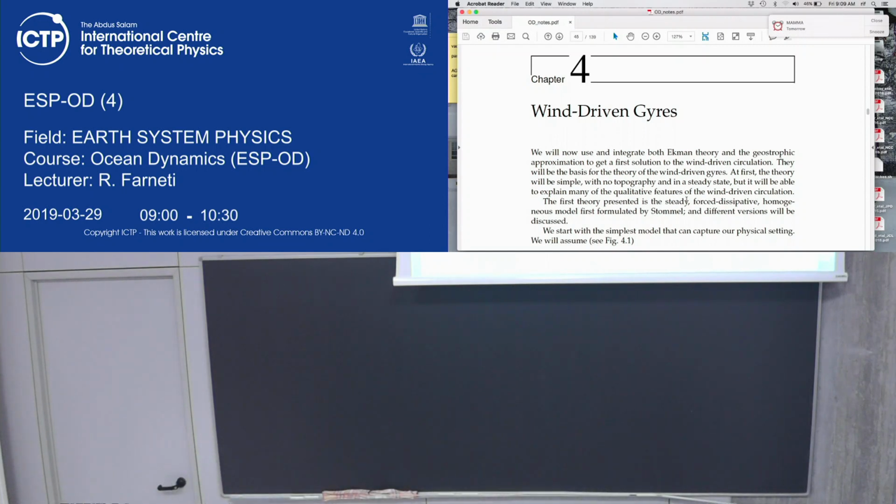Okay, so we finished with the Ekman layers, and the important thing of the Ekman layers that we will see today again is the solution of the vertical velocities at the edge of the Ekman layers at the top and at the bottom.